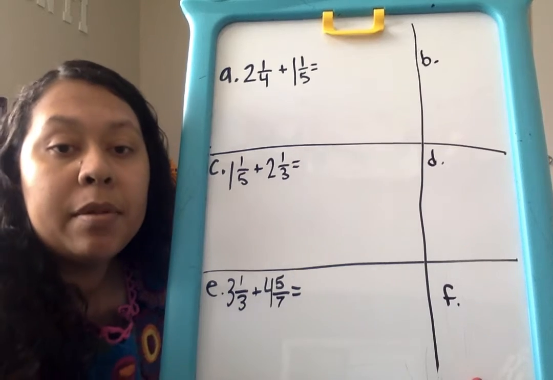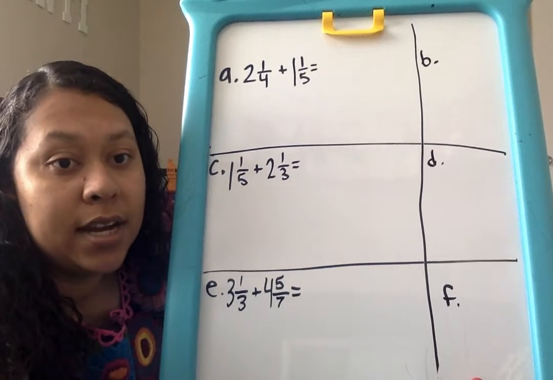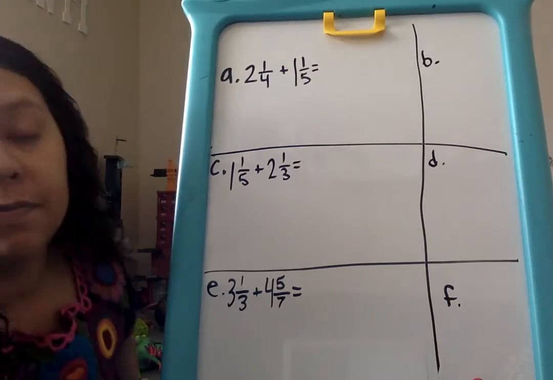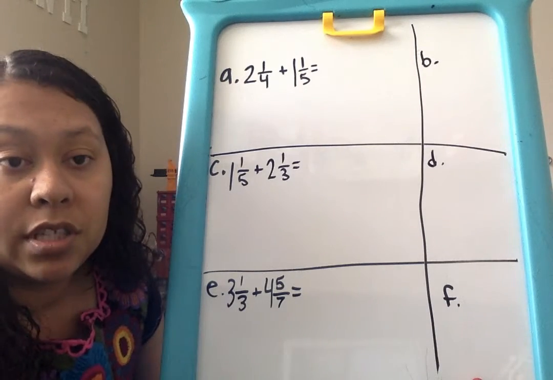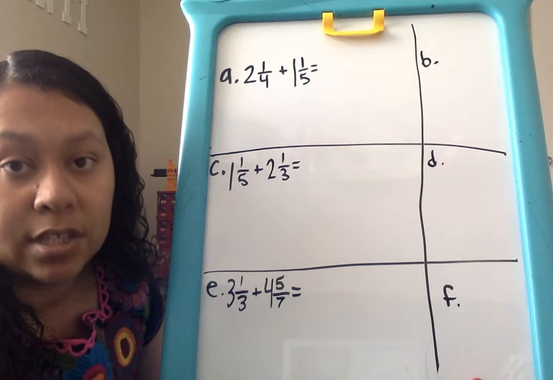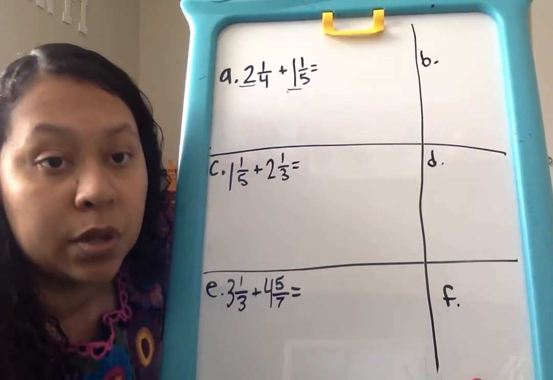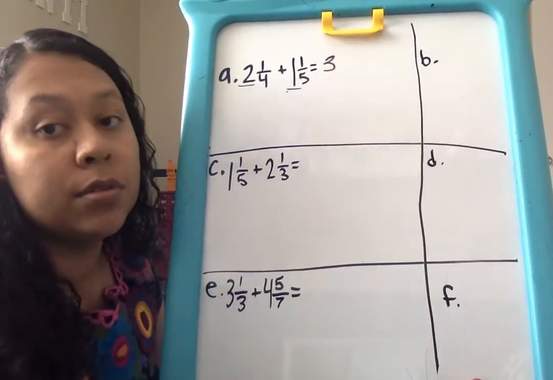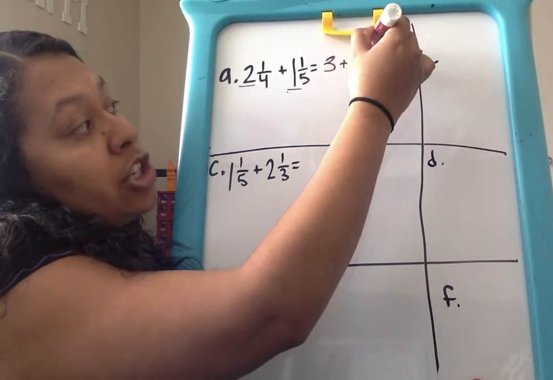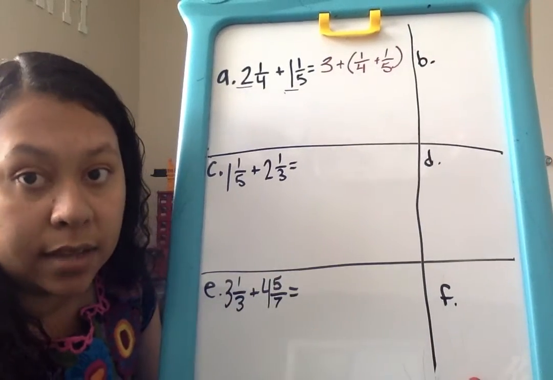So let's look at problem number 1, A through F. It says add. So let's go ahead and add. A says 2 1/4 plus 1 1/5. What we're going to do first is add our wholes, and then write our equation as the wholes adding, and then the fractions adding, okay? So we have 2 wholes plus 1 whole, which equals 3 wholes. So now we have 3 wholes plus our fractions in groups. So 1/4 plus 1/5. Just like that, okay?